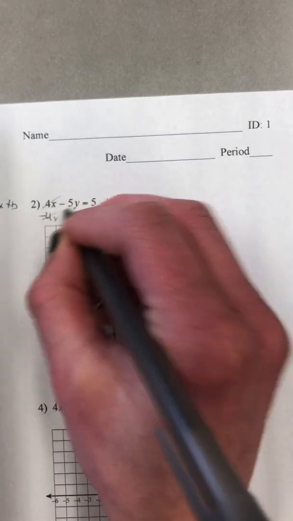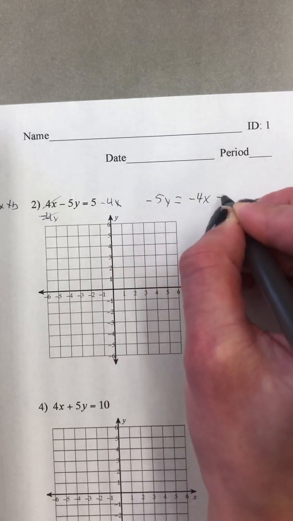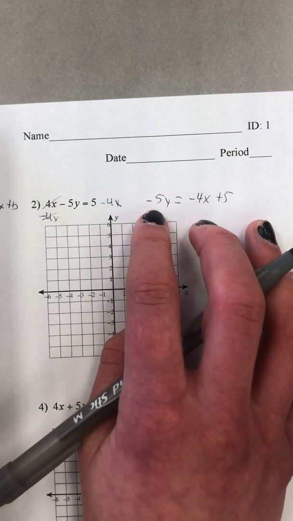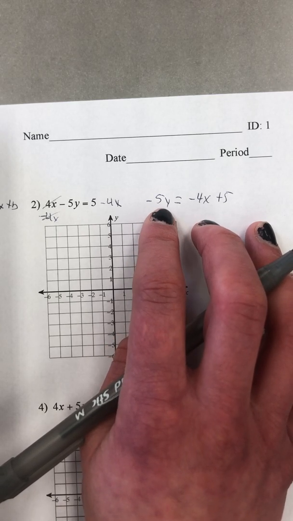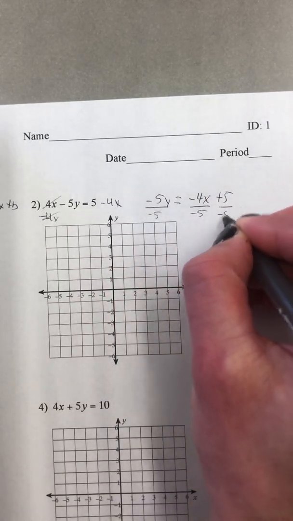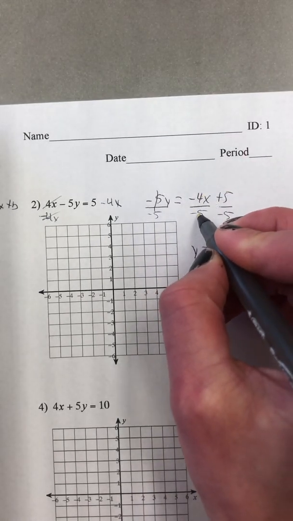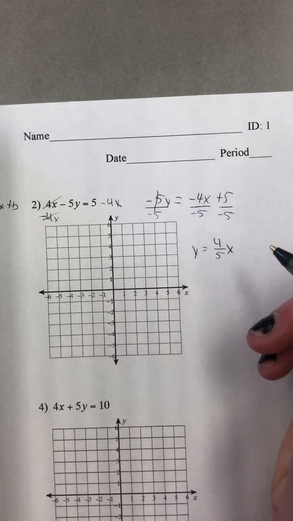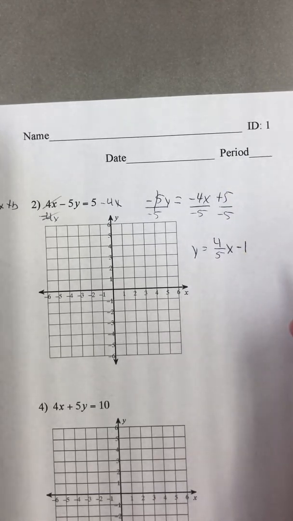I'm going to rewrite it. These cancel out. Give me -5y is equal to -4x plus 5. Well, we still need to get y by itself, and it is currently being multiplied by -5. Remember, if it's directly next to your variable, it is multiplication. So we're going to divide everything by -5. These are going to cancel out, give me just y equals -4 divided by -5 gives you a positive 4/5. Remember, a negative divided by a negative is a positive number. 5 divided by -5 is -1.